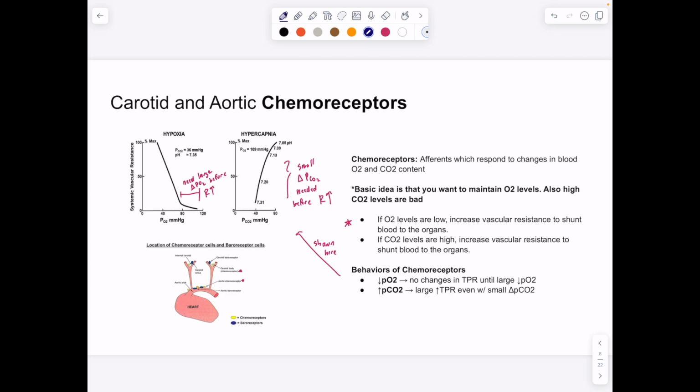Now we'd like to talk about chemoreceptors. Chemoreceptors are sensors, afferents, that will send nerve signals in response to changes in blood oxygen and carbon dioxide content. We know intuitively that we want to maintain a high O2 content in our arterial system such that the tissues in the body can use that, right? And carbon dioxide is a waste product from the citric acid cycle and glycolysis. So high carbon dioxide levels, high waste in our blood, is bad, right? Our chemoreceptors are basically on the lookout for, in particular, high carbon dioxide content.